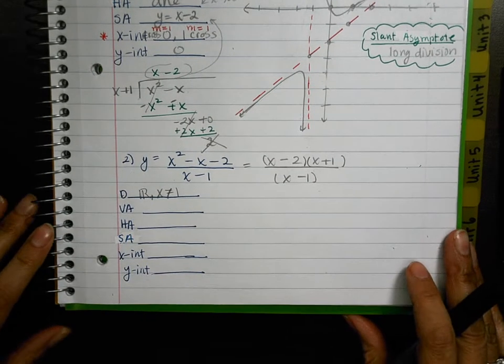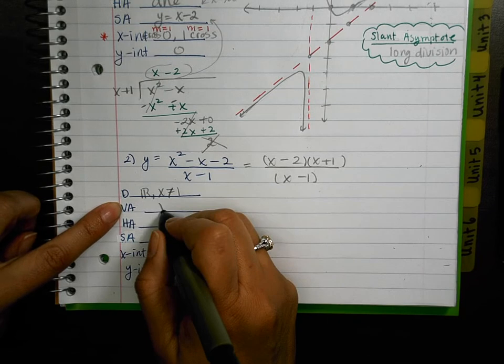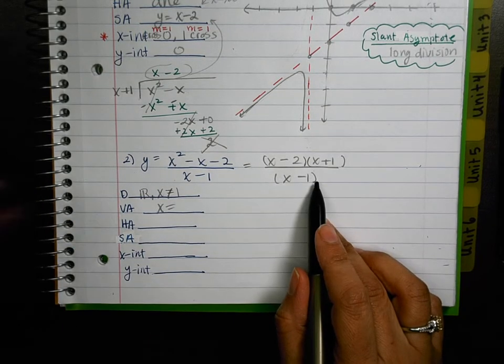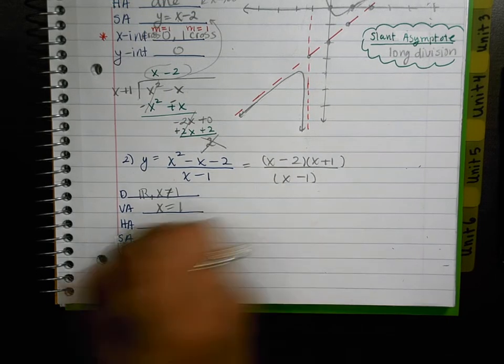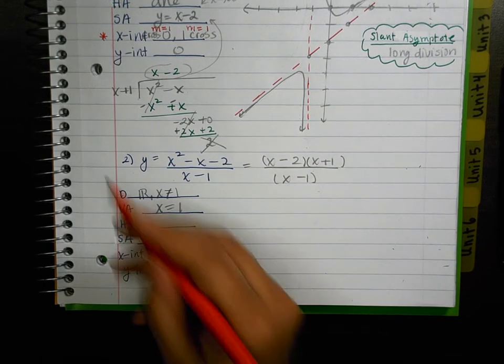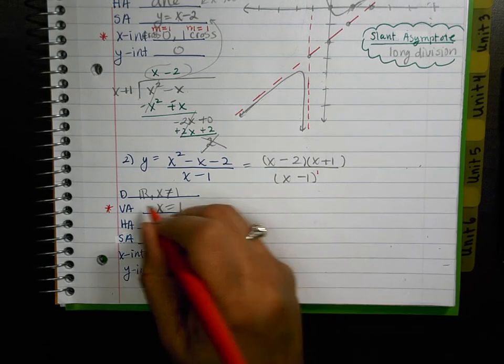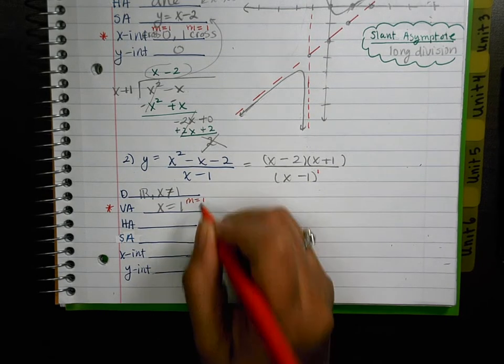Okay. Vertical asymptote, x equals what? X equals 1, and that came from the denominator. And the denominator had a multiplicity of 1, which means it's going to be opposite direction because it's odd.